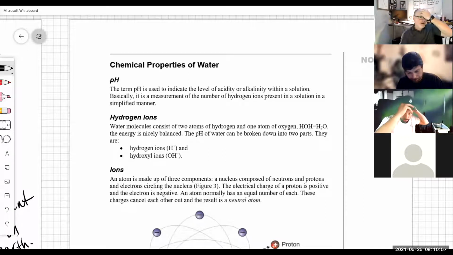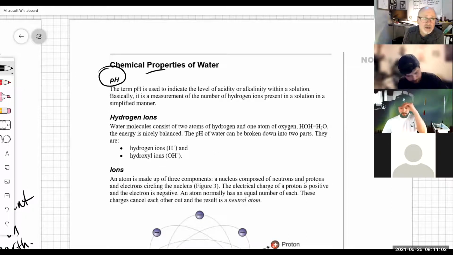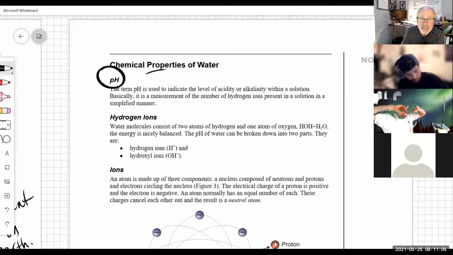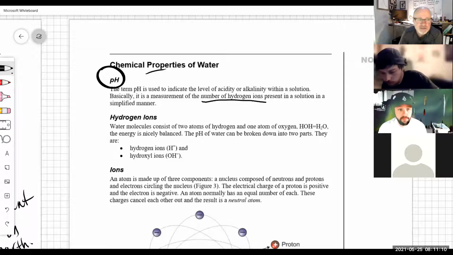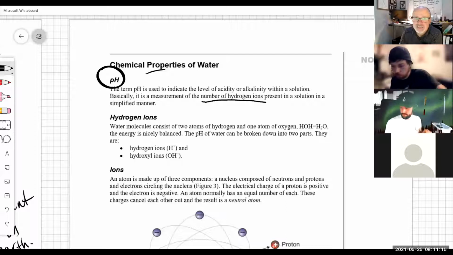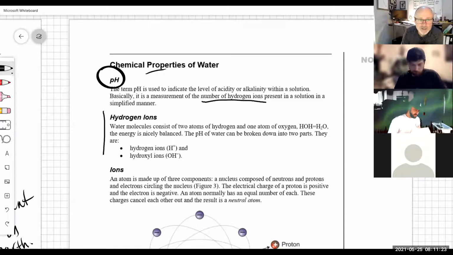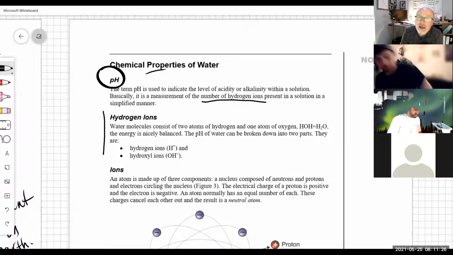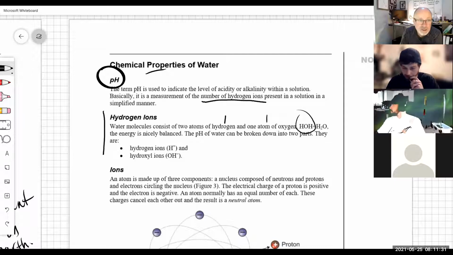Now, there is some different things that we have to know. So chemical properties of water, and when we talk about pH, it is the number of hydrogen ions. That's what pH means. It's presence of hydrogen ions. Okay, this is exactly what it means. And hydrogen ions are water molecules consisting of 2 atoms of hydrogen and 1 of oxygen. See, just like that, H2O. And the energy is nicely balanced.